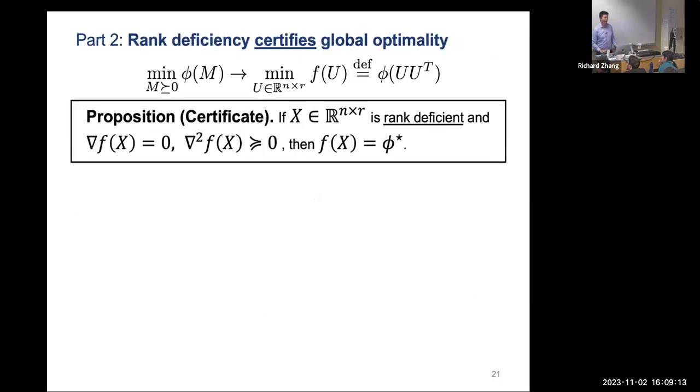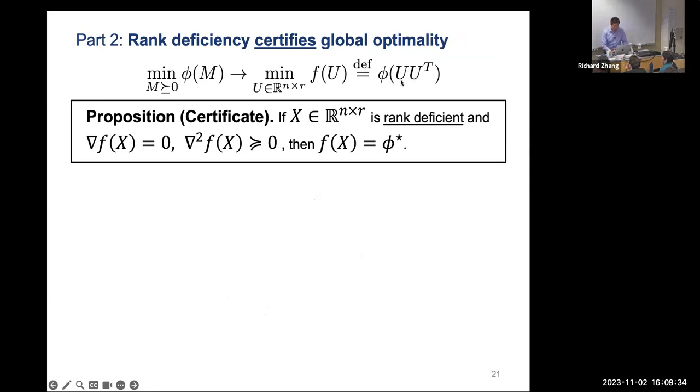So it turns out to be very easy. In general, it's obviously extremely hard, NP-hard, but in this problem it's surprisingly simple. It has this very specific structure of phi, a convex function, and you factor it as f(U), which is phi of U U transpose. It's a very, very specific structure.